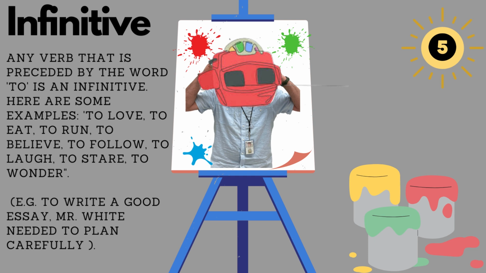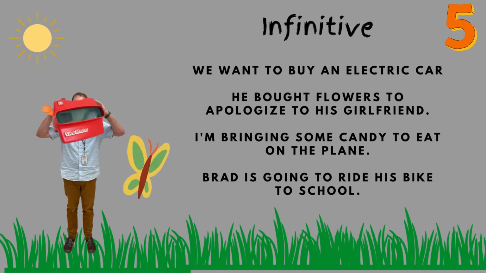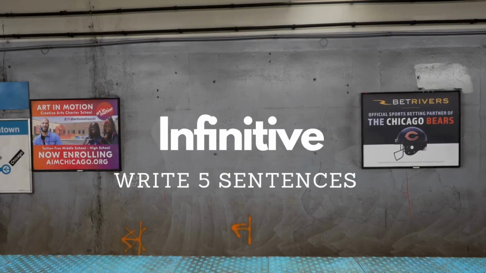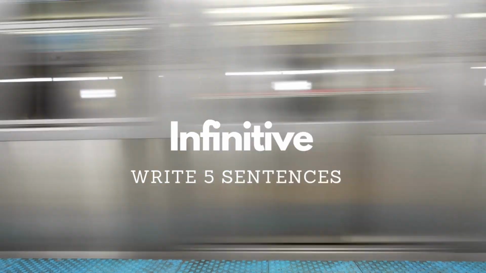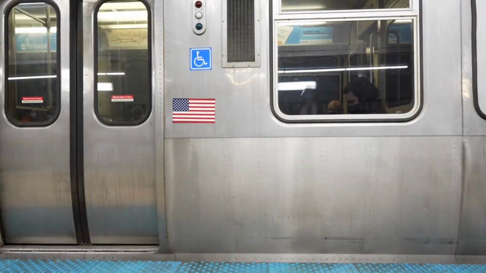And then here I have my mentor sentences for the infinitive. We want to buy an electric car. He bought flowers to apologize to his girlfriend. I'm bringing some candy to eat on the plane. Brad is going to ride his bike to school. So it's all contingent upon that to. So you guessed it. Let's write 5 sentences properly incorporating the infinitive. And that takes care of sentence construct number 5.